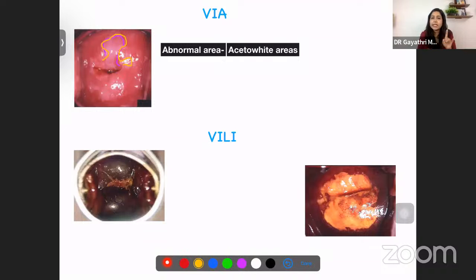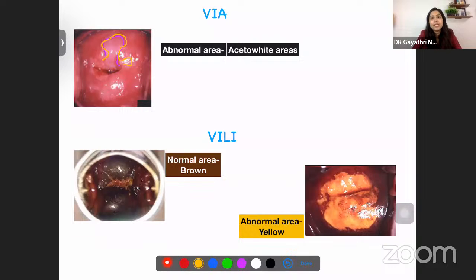So please note that in case of VIA, visual inspection with acetic acid, it is the abnormal areas that take up the white color. In contrast to this, in case of VILI, which is visual inspection with Lugol's iodine, when we apply Lugol's iodine, the normal areas take up the dense brown color and appear mahogany brown. So the first image is the normal areas which appear as brown, whereas the second image is the abnormal areas which do not take up this color.